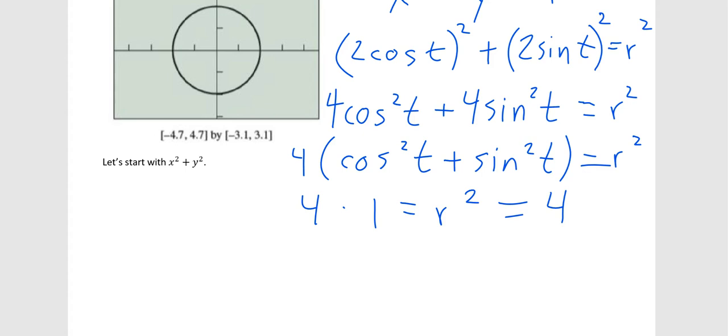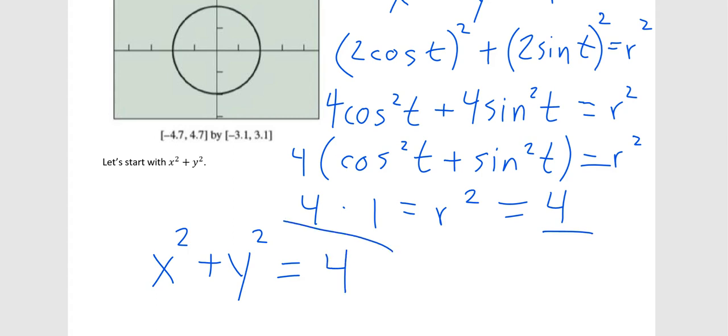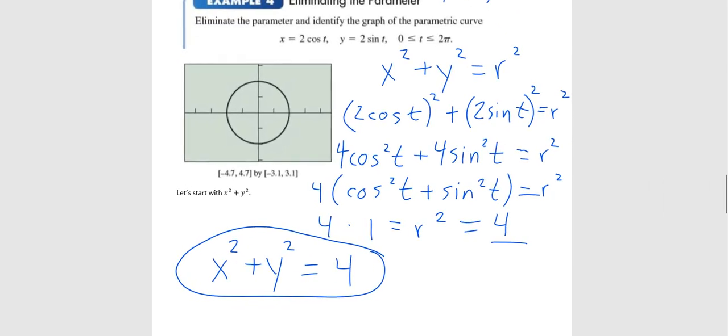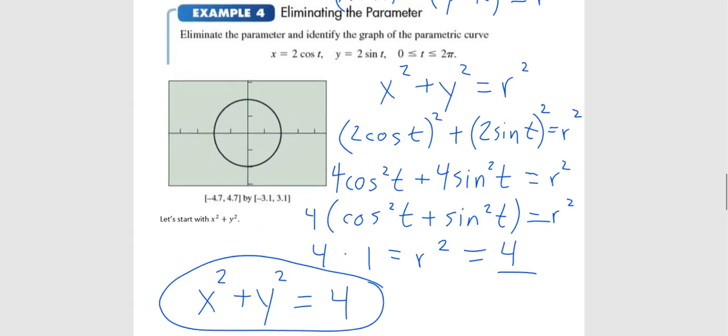You square root it. So what's my equation? We have eliminated the parameter now. What does x squared plus y squared equal? 2. I thought it equaled 4. Wait, why would it equal 4 if r squared equals 4? Correct. But remember, the equation is x squared plus y squared equals r squared. Now, it is true that the radius of the circle is 2. Yes, the picture showed me the radius was 2.